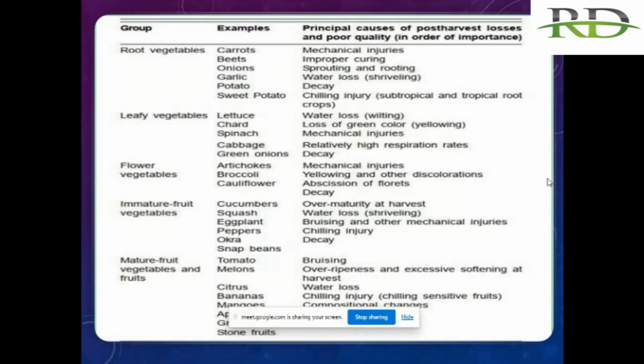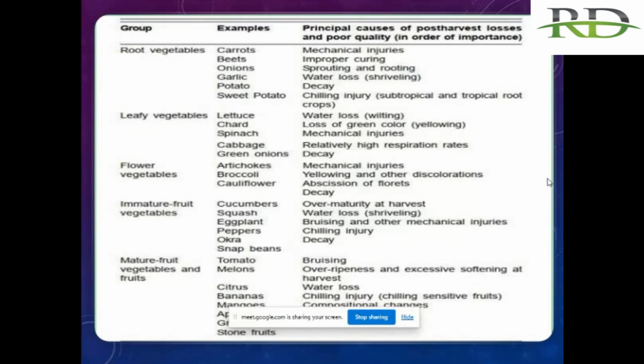We can see that flower vegetables like artichoke, broccoli and cauliflower mainly suffer from abscission of florets and mechanical injuries. After harvest, the carrying of that produce to the market is not so good, so it has to be handled carefully. And immature fruits, as I have said, some vegetables are harvested at a tender stage, like cucumbers, squash, eggplant and okra.